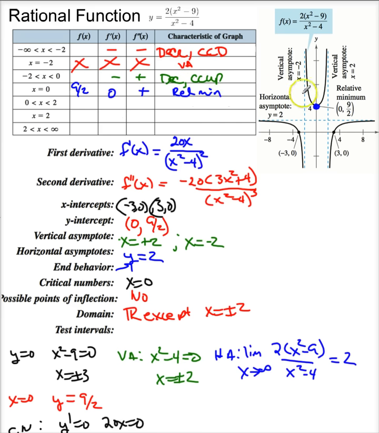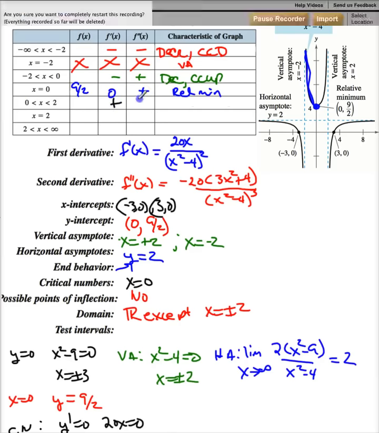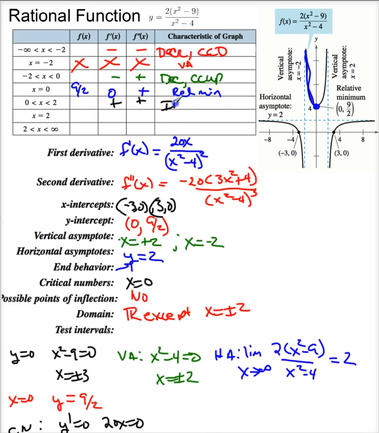So now at this point in time, I know from 0, 9/2 to negative 2, it's decreasing and concave up, so I know I can sketch this part right here. I'm going to go back and sketch that part up there. Between 0 and 2, what do I have? Between 0 and 2, I know the first derivative is positive, and the second derivative is positive, which means it's increasing and concave up. So I start at this point right here, and I keep going up.